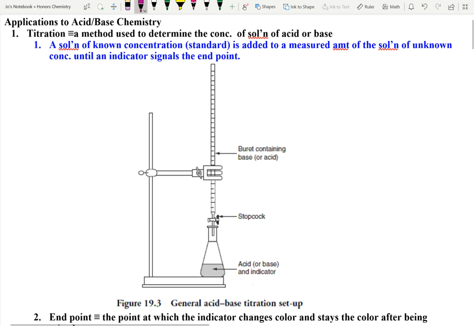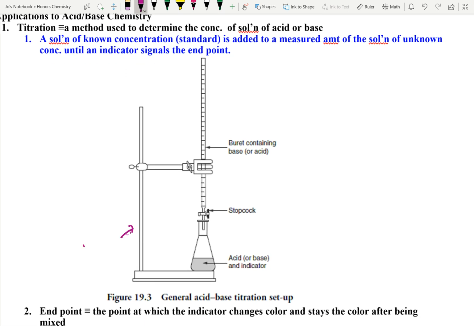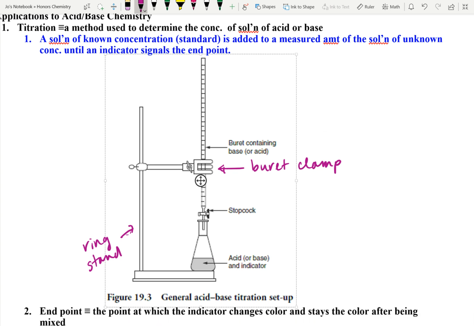And so here, this thing, if you recall, is your ring stand. And the thing holding this, that's your burette clamp. This is the burette, and this is a stopcock. If it's parallel like this, that means it's open and solution would drop down. If it is perpendicular, it'd be closed. And so what you would do is you put your unknown in here. That's where your unknown would go.